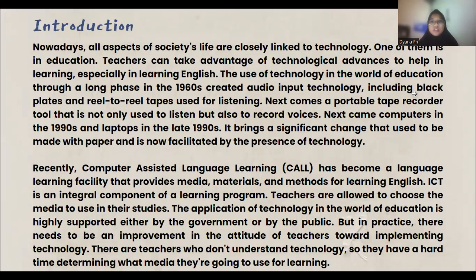The use of technology in the world of education took a long pace in the 1960s, which created audio input technology, including backplates and reel-to-reel tapes used for listening. Next comes a portable tape recorder tool that is not only used to listen but also to record voice. Next came computers in the 1990s and laptops in the late 1990s. It brought a significant change, where what used to be made with paper is now facilitated by the presence of technology.